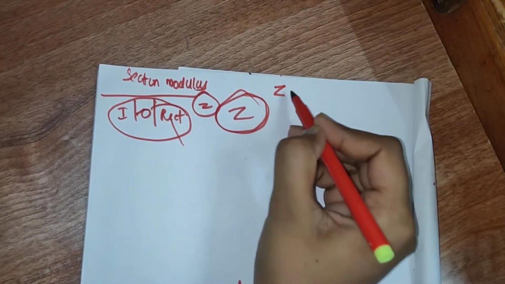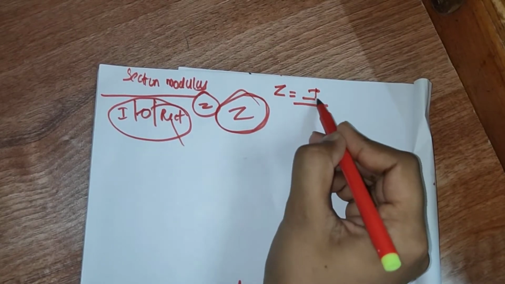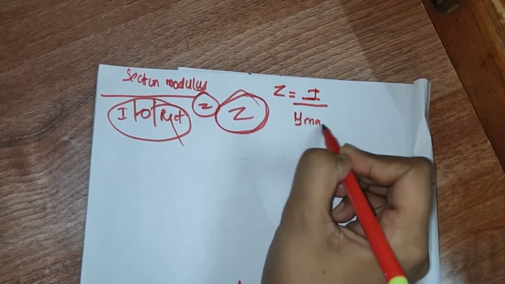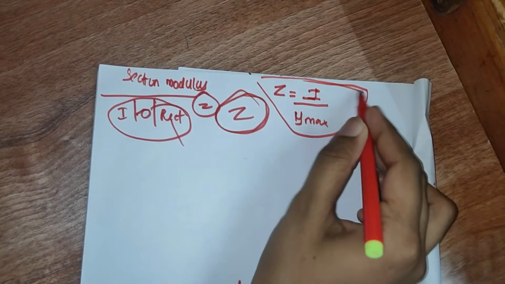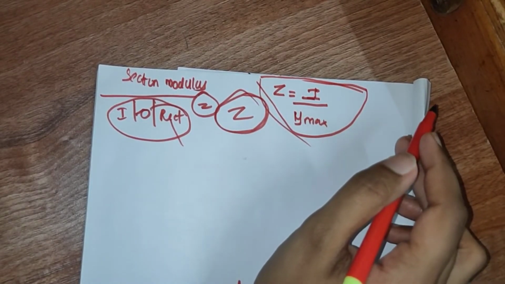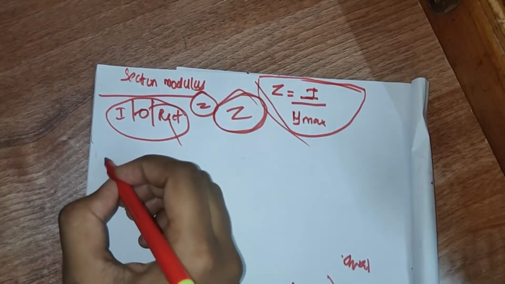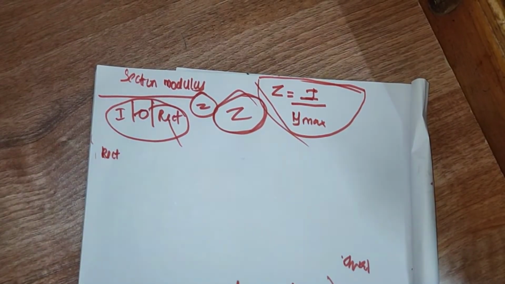So section modulus Z equal to what? Moment of inertia I divided by Y max. First note down this, it's very important. So Z equal to I divided by Y max. So first we can see about the rectangular.